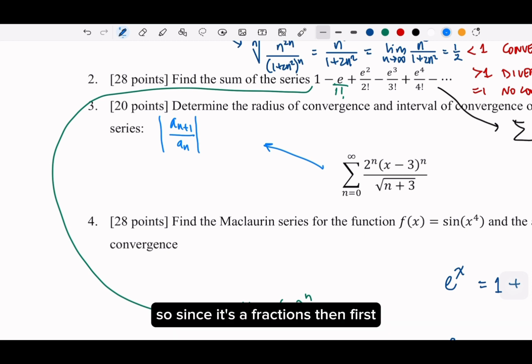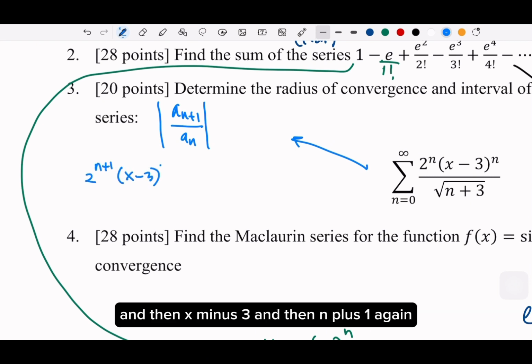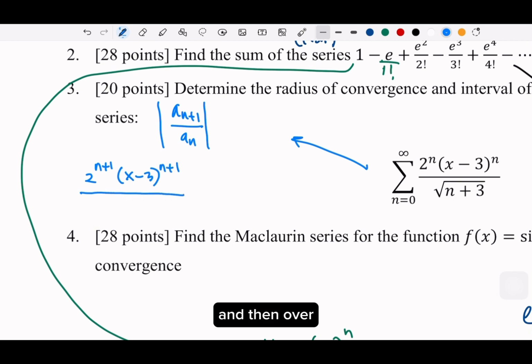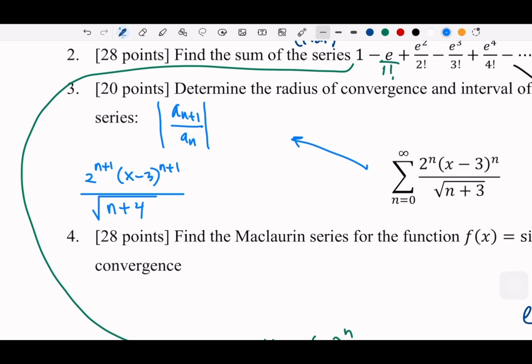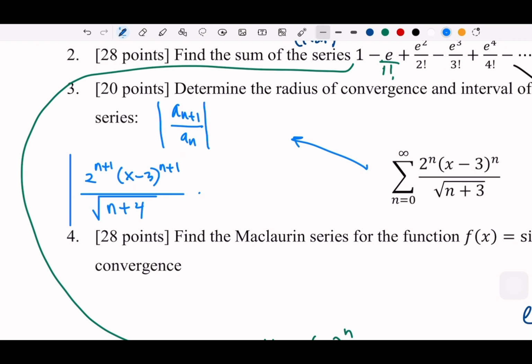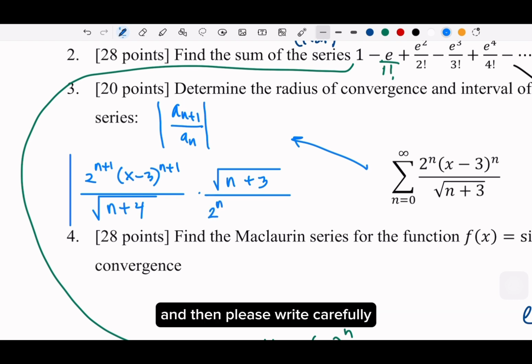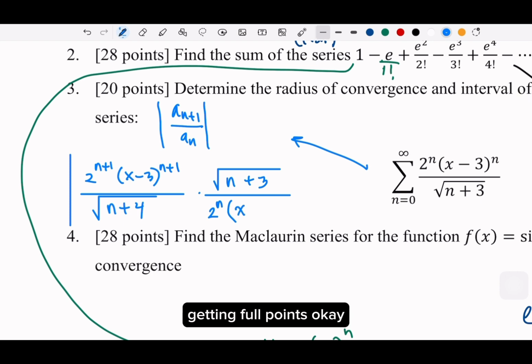So since it's a fraction, first we take 2 to the power of n plus 1, and then x minus 3 to the power of n plus 1 again, over the square root of n plus 1, so n plus 4, in absolute value, and then multiply by the square root of n plus 3. Please write carefully, because this is something you need to get full points.